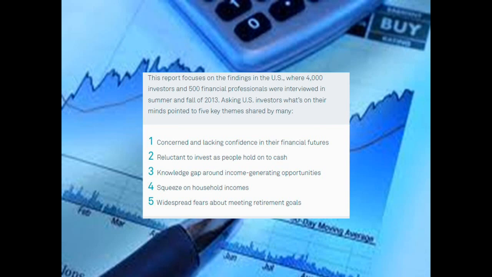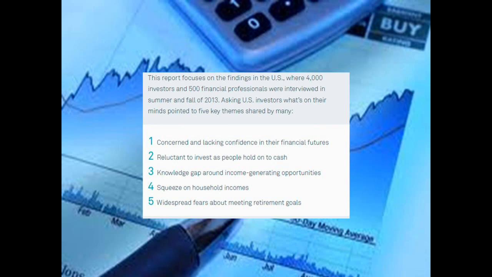Number 1, they were concerned and lacking confidence in their financial future. Things don't look good going down the road. Second, they're reluctant to invest, and I've talked about this numerous times, that people are holding on to cash. And you'll see in just a minute, one of the charts here points out how much of the investable dollars in the United States are actually sitting on the sidelines. Third is that they have a knowledge gap around income-generating opportunities. And folks, we're in the insurance world.